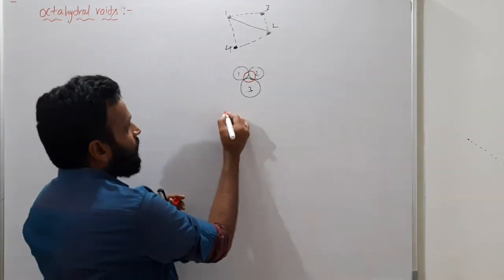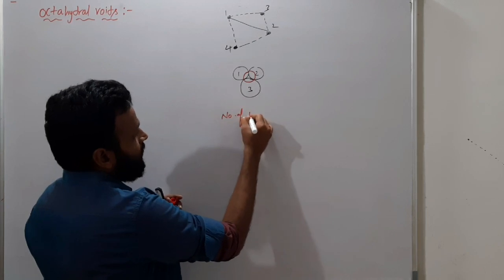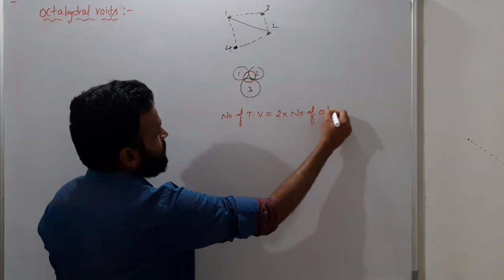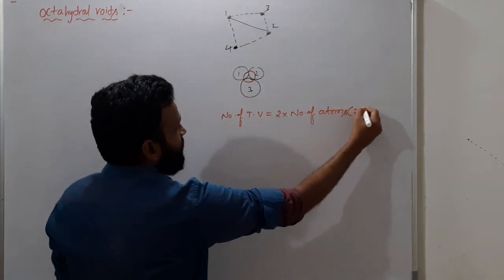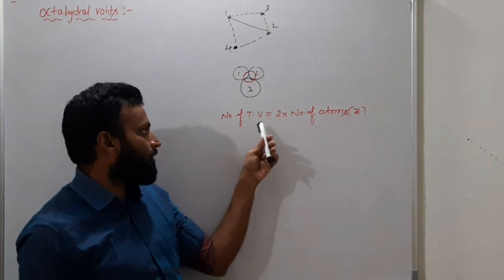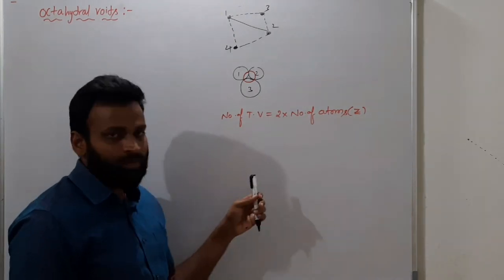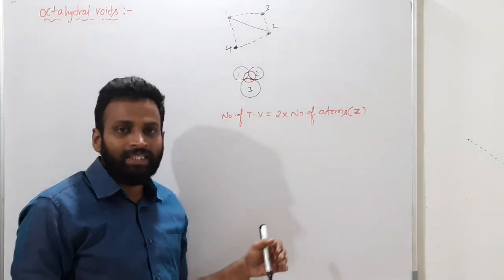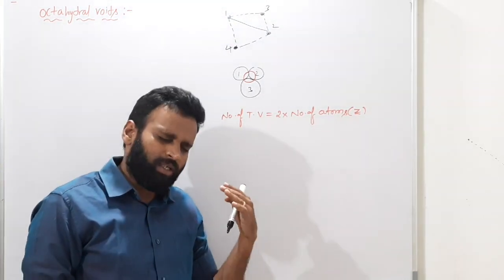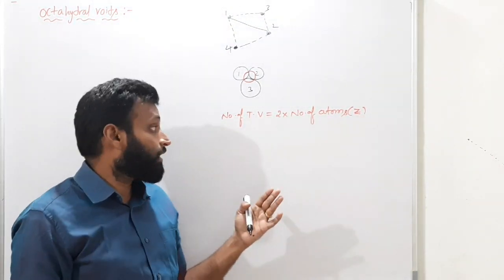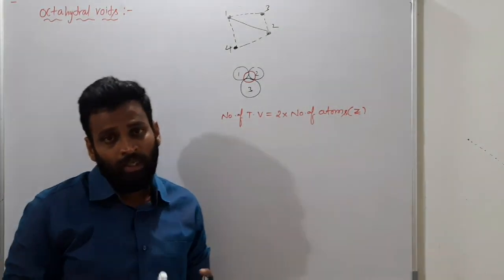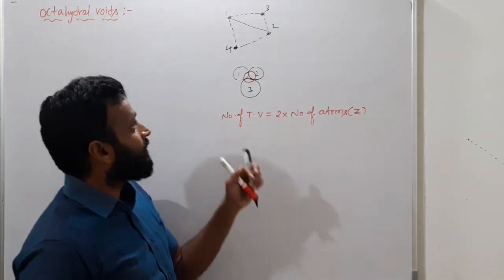Very importantly, the number of tetrahedral voids is equal to 2 into the number of atoms, meaning the effective number of atoms. In simple cubic, the number of tetrahedral voids is 2 into 1. In FCC, it is 2 into 4. In BCC, it is 2 into the number of atoms, and in BCC the number of atoms is 2. In that way, we will have tetrahedral voids.